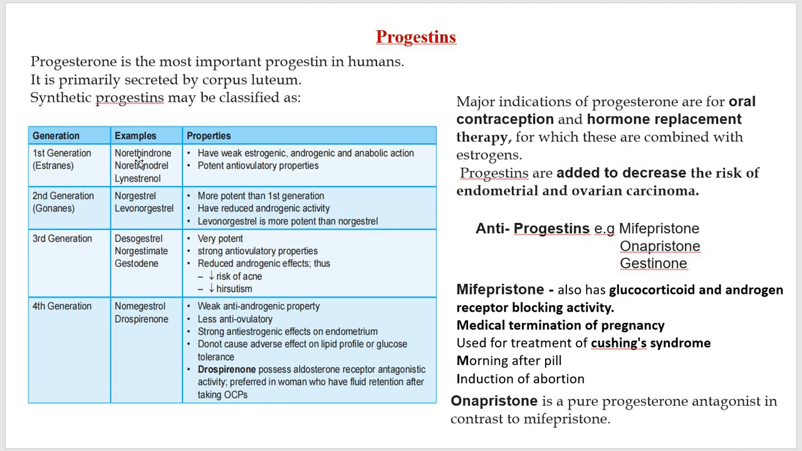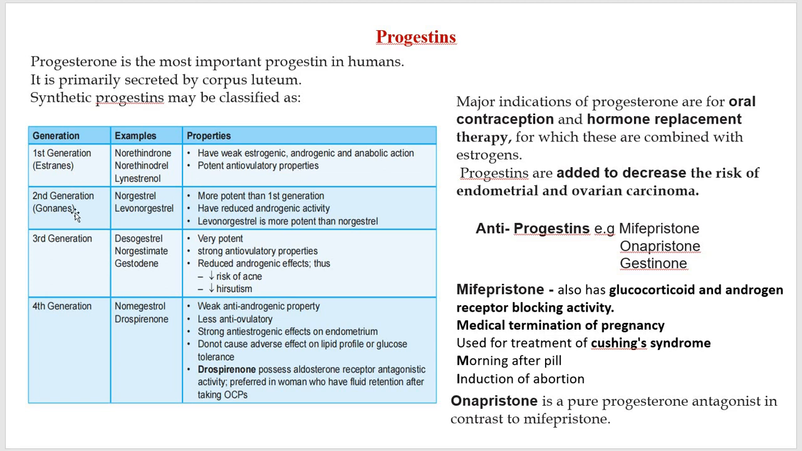The first generation examples are norethindrone and norethindrel. They have weak estrogenic, androgenic, and anabolic action, and potent anti-ovulatory properties.